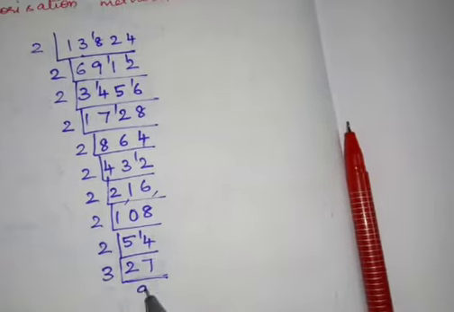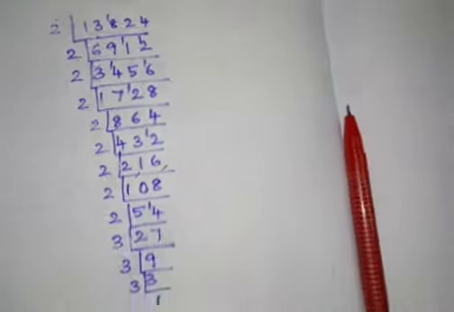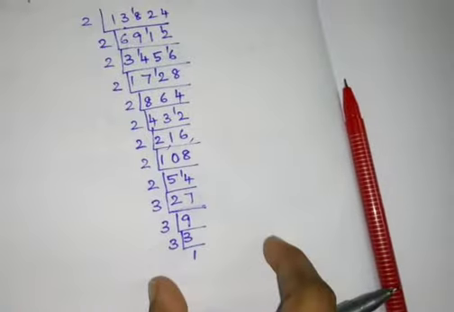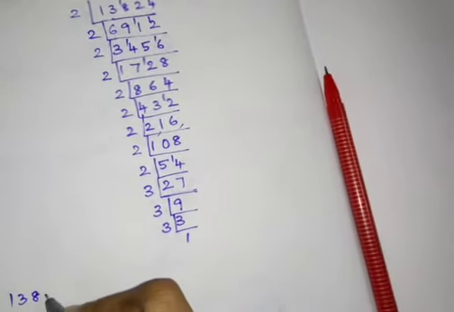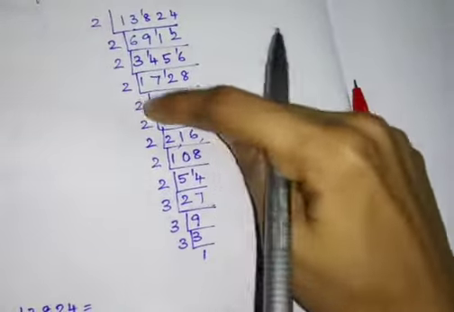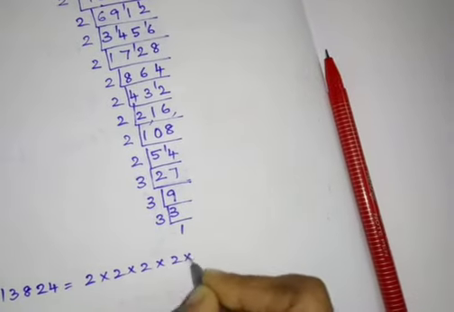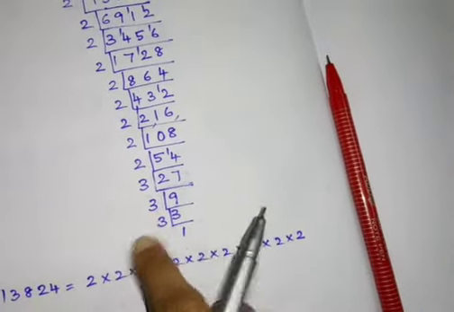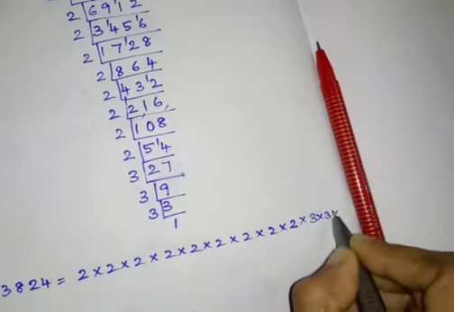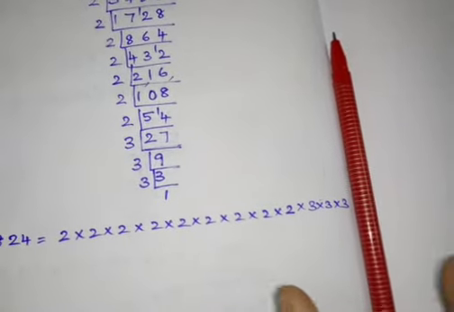Third table, 3 9s are 27, then 3 3s are 9, then 3 1s are 3. So see, such a big prime factorization, children. So I just wrote the prime factorization of this number. 13,824 is equal to, how many 2s are there? 1 2 3 4 5 6 7 8 9. Then how many 3s are there? 3 3s. 3 into 3 into 3. Okay, now done. I've just written the prime factorization of this biggest number.